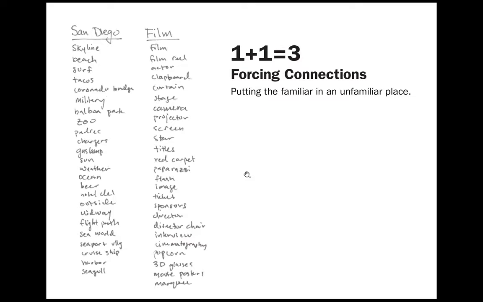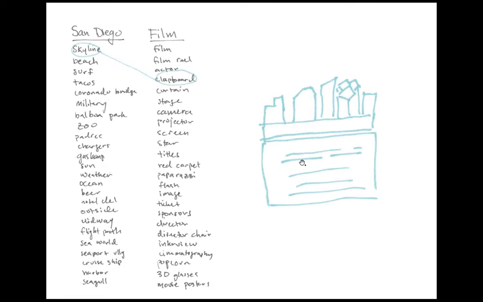And then you might have 10 lists, depending on what your topic is, and you're going to start to force connections between these two, okay? So San Diego skyline and the clapboard, the little action click thing, kind of a clunky solution, but again, this is a thumbnail. That's a perfect thumbnail.